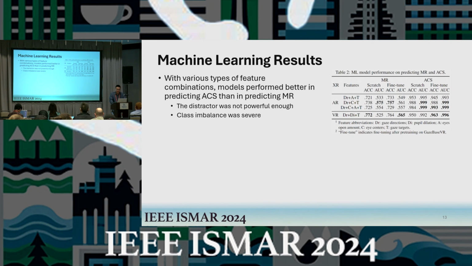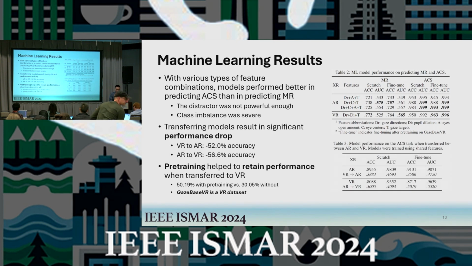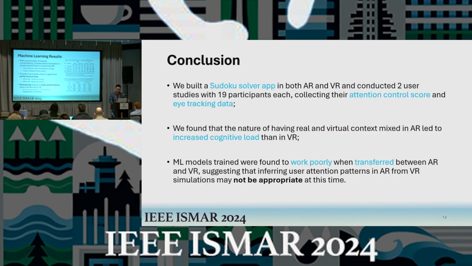This can be attributed to the fact that the distractor was not powerful enough to induce more than marginal user responses, and the severe class imbalance issue also accounted for this result. Additionally, we transferred the ACS prediction model in both ways and found a significant performance drop bidirectionally. We did find, however, that if the model has been pre-trained on Gaze-based VR and fine-tuned on the AR dataset, it would suffer less from this domain transfer, but it's not observed on AR, likely because Gaze-based VR is a VR dataset, and we probably need large-scale AR datasets to help adapting VR models to AR.